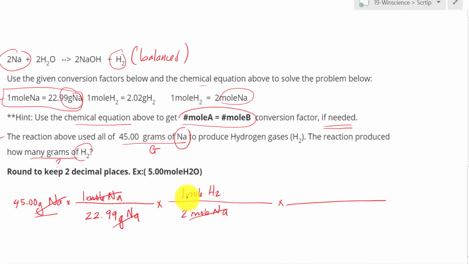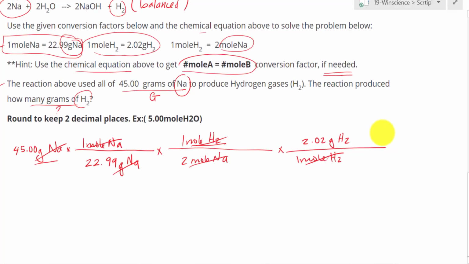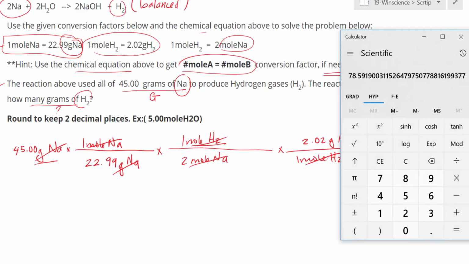Times the next conversion factor, because we don't have our grams of hydrogen yet. But here you go, we have our grams of hydrogen. And perfectly fit, now we have moles of hydrogen as well, which is that one. So now we have 1 mole of hydrogen, and therefore the top part must be 2.02 grams of hydrogen. That cancels out. And all we have to do now is just plug in our calculator. Multiply everything on top, divide by everything on the bottom.